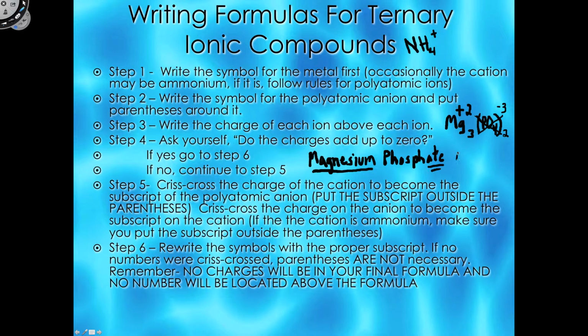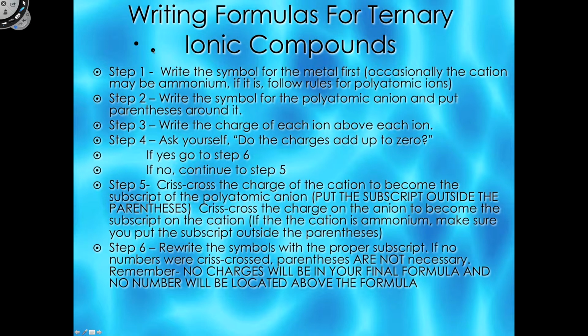And then I rewrite the symbols and the subscripts. And if I crisscrossed, I keep the parentheses there. If I didn't crisscross, if they added up to 0, parentheses aren't necessary. So there's Mg3(PO4)2. That would be your answer for that practice problem. Okay, all right, let's move on. Let's try some other sample problems.